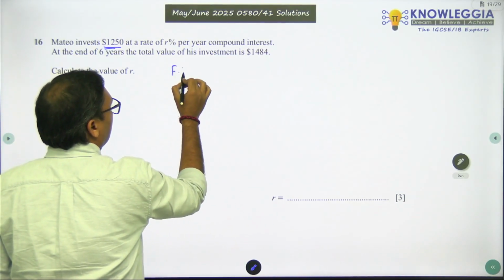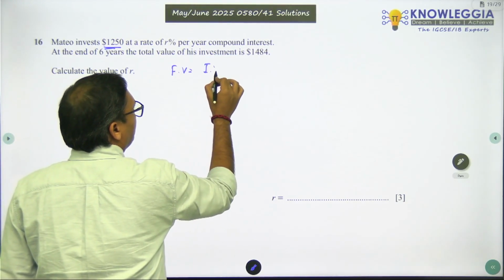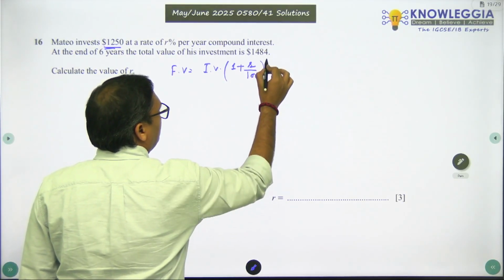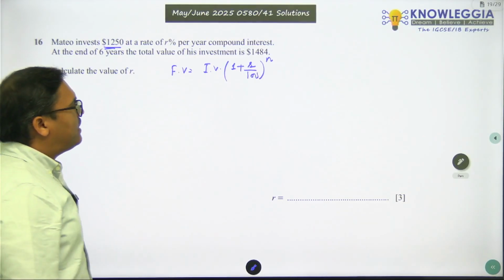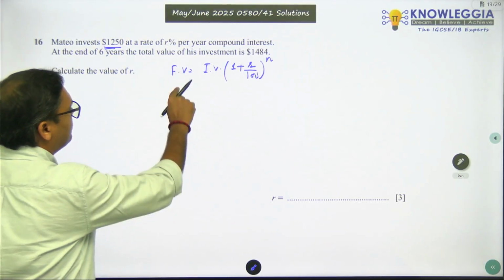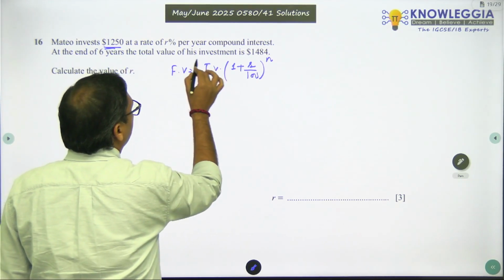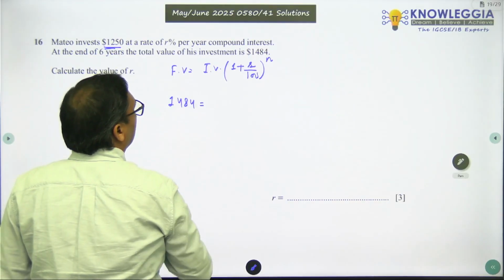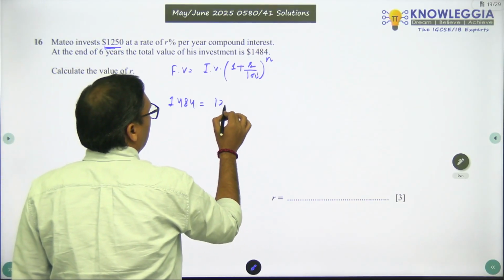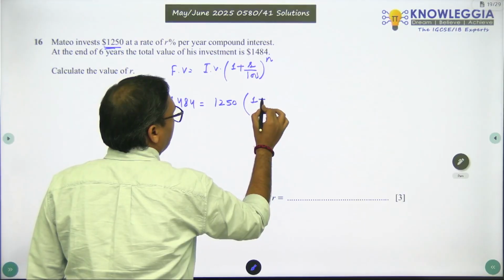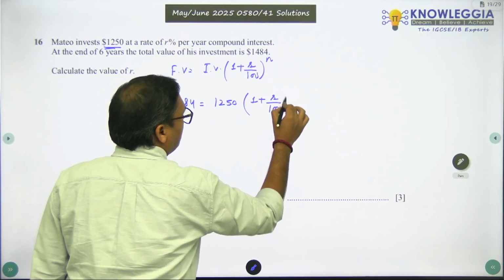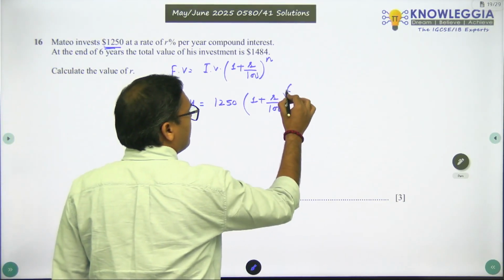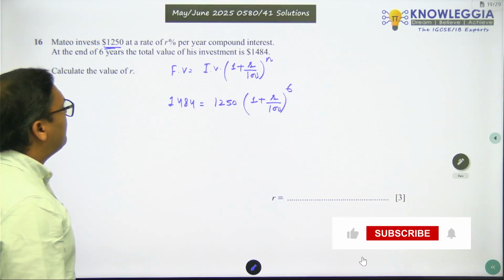Final value is equal to initial value times (1 plus R upon 100) raised to the time, that is n. Okay. That is the compound interest formula. This is the final value after the end of 6 years. Total value is 1484, and initial value is 1250. This is 1 plus R upon 100, because we have to find R. And for how many years? This is for 6 years. Okay. So that is the rate of interest you have to calculate.